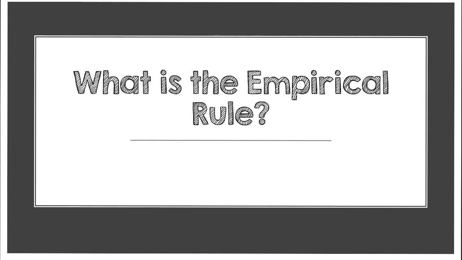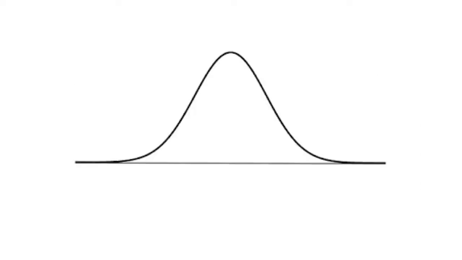Hi, we're going to talk about the empirical rule. The empirical rule describes a special characteristic of a normal distribution. Just because you have a symmetric bell-shaped curve doesn't necessarily mean it's a normal distribution. A normal distribution has a special characteristic where if we mark the mean in the middle, which remember we're going to use mu.